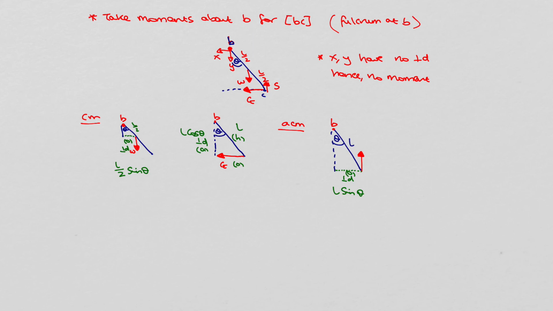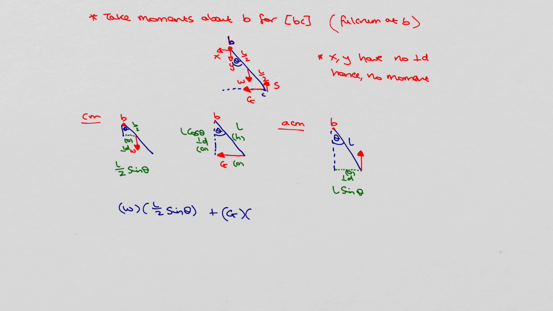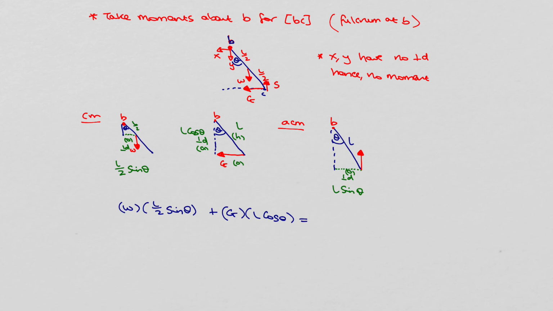Okay, so we again have our sum of our clockwise moments equals the sum of the anti-clockwise moments. So we have our force, W, times the perpendicular distance to the fulcrum, so L over 2 sine theta, plus the force, which is G, times the perpendicular distance, which is L cos theta, is equal to the force, which is, I forgot to mark that in there, sorry, that's S, times the perpendicular distance, which is L sine theta. So again, always looking for what is the perpendicular distance from the force to the line of action.